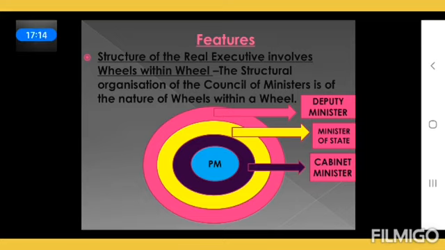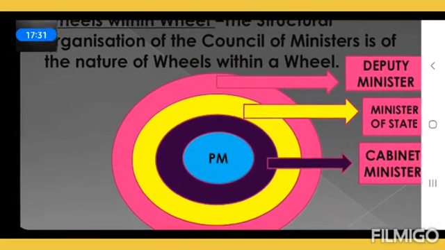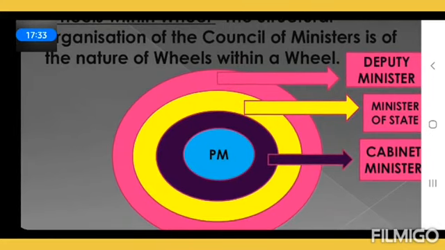As you can also see in the pictures over here, students, the innermost wheel, we can look at the pictures. The real center of power is the office of your prime minister. Students, please check it very properly. That means he is very, very powerful.